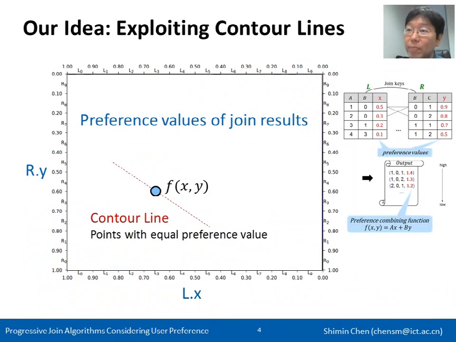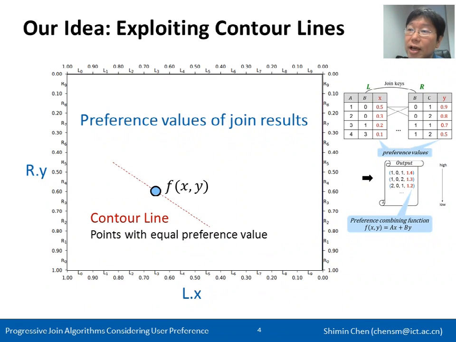Let's consider the space of preference values of join results. The horizontal axis shows the preference values of table L. The vertical axis shows the preference values of table R. A point in the middle represents a potential join result. Its preference value is computed as f(x, y).